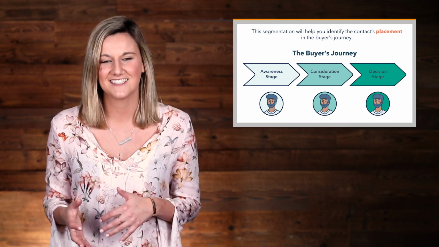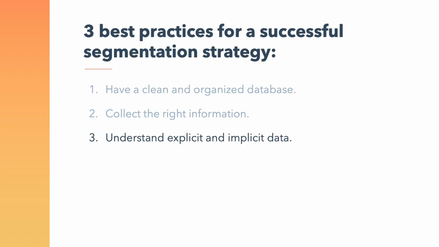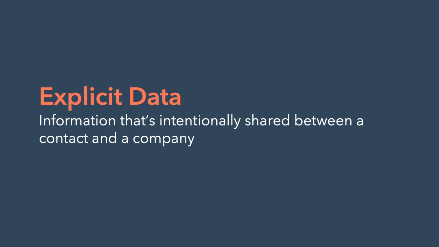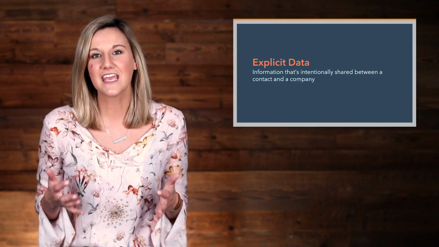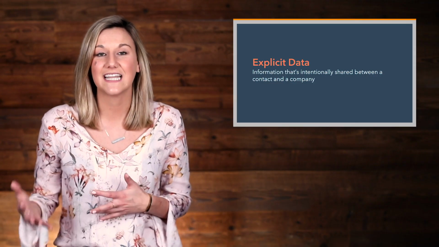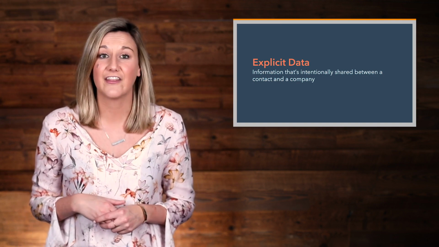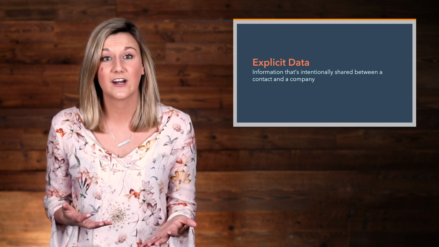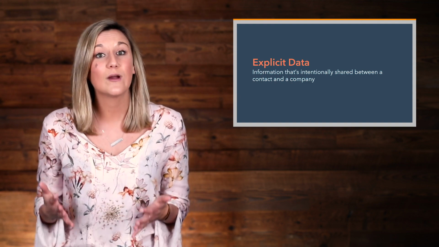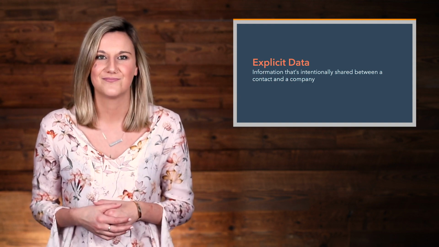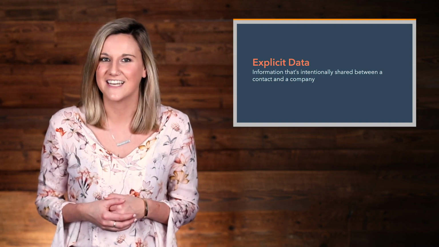Understanding explicit and implicit data for your segments. Explicit data is information that is intentionally shared between a contact and a company. For example, think of the information that a contact fills out on a landing page or a contact us form. Even if that information is gathered from somewhere like LinkedIn or Twitter, it's data a person has willingly shared with the community at large. Here's where things get interesting.